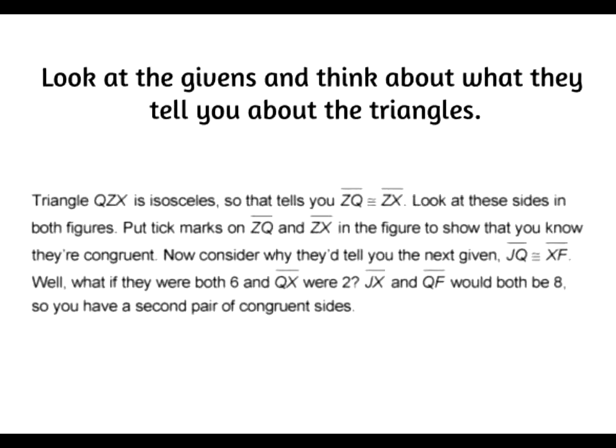Look at the givens and think about what they tell you about the triangles. Triangle QZX is isosceles, so that tells you that side ZQ is congruent to side ZX. Look at these sides in both figures. Put tick marks on side ZQ and side ZX in the figure to show that you know that they're congruent. Now consider why they tell you the next given, side JQ is congruent to side XF. Well, if they were both 6 and side QX were 2, side JX and side QF would both be 8. So you have a second pair of congruent sides.